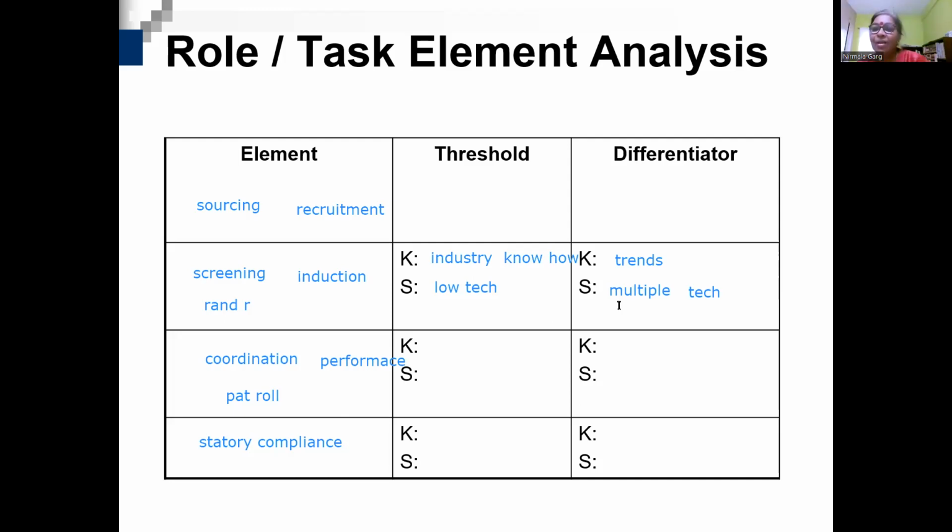Okay. Now, she also sent you this template. You should not be taking more than 30 minutes because everybody is very familiar. Look at your job description, break it down into different elements, then write the knowledge and skill required for every job element. Okay.